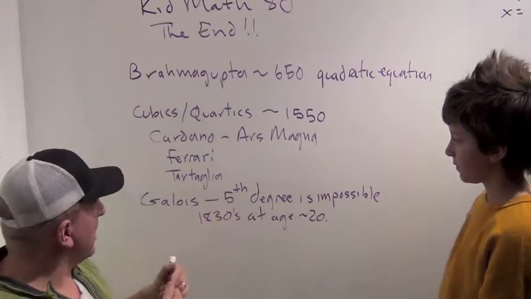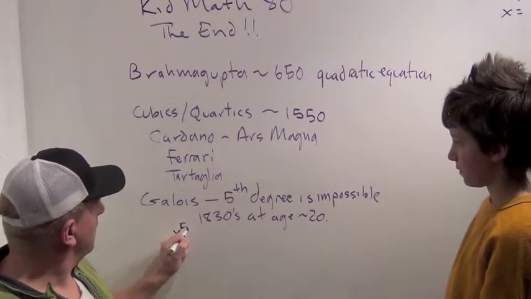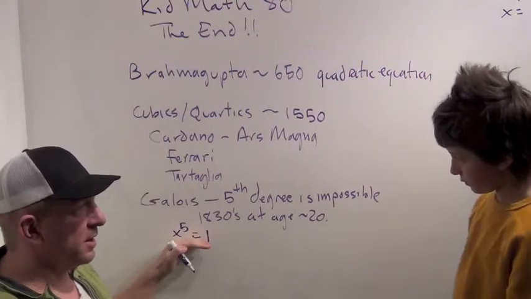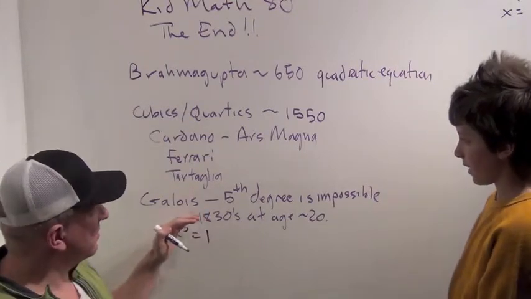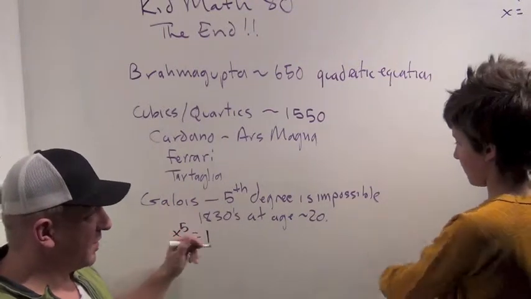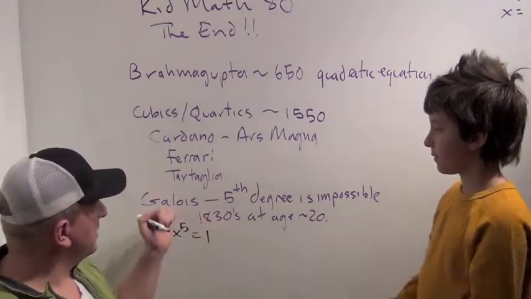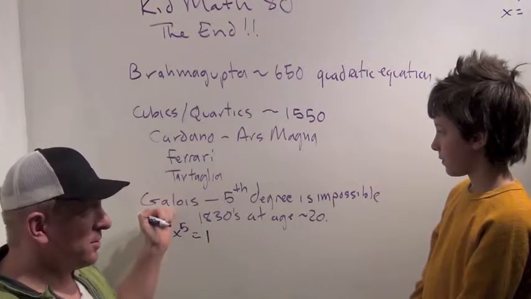So some of them you could solve, like x to the 5th equals 1. You could figure out how to solve this. But in general, there's no formula. So it's ax to the 5th, plus bx to the 4th, plus so on. And so he was only about 20 years old when he figured this out.